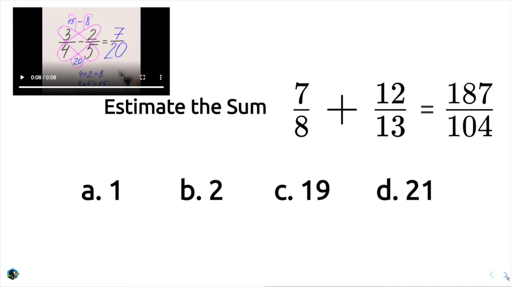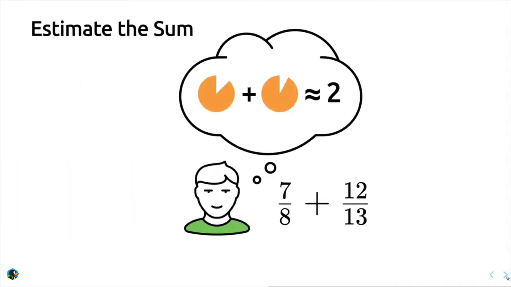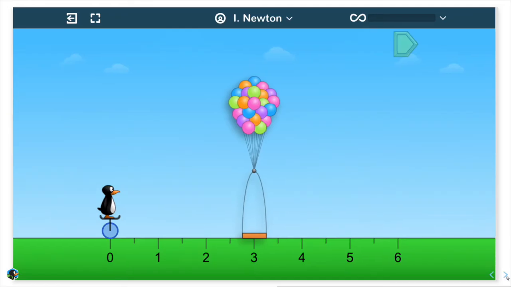It's about the concept of what a fraction actually is. If you don't understand that 7/8 is about 1, there's no way you'll get that 187 over 104 is approximately 2. Most students answered C or D, adding across the top or the bottom. What we want students to do is to visualize what these fractions mean. 7/8 is about 1. 12/13 is about 1. So if I put them together, the result will be about 2. Let's see a game that can help them do that.